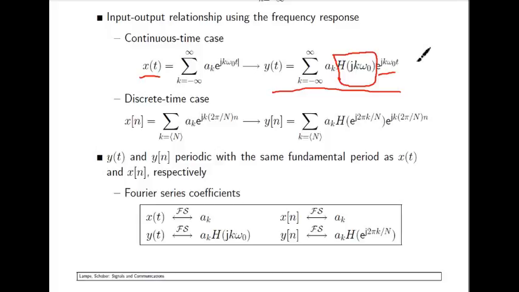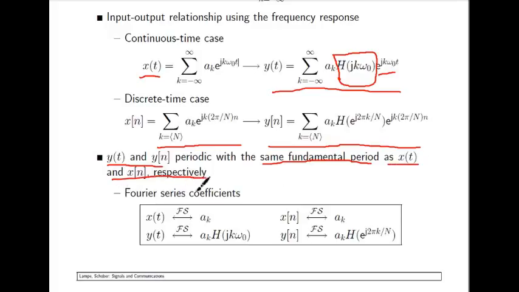For discrete time case we have x of n equals the summation over one time period N of a k e to the power j k 2 pi by capital N into small n, and its frequency response will be this, where all the terms will remain the same but it will be multiplied inside the summation with H of e to the power j k 2 pi by N. So y of t and y of n have the same fundamental period as x of t and x of n.